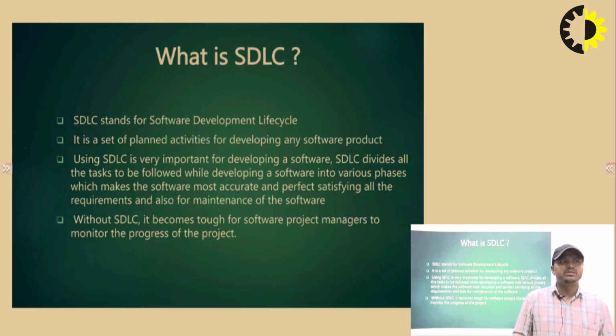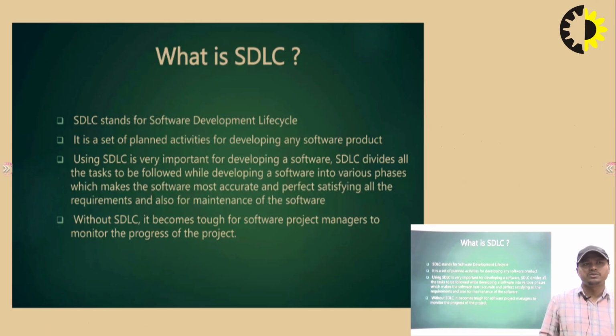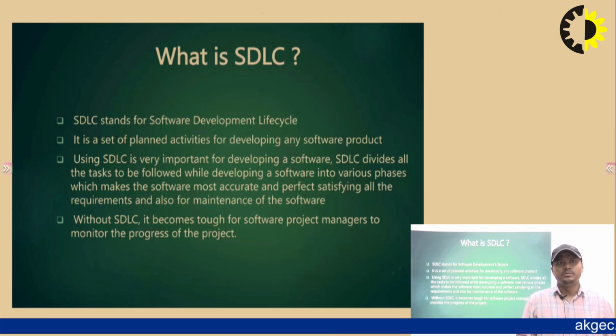SDLC divides all the tasks to be followed while developing software into various phases, which make the software most accurate and perfect, where all the requirements are maintained in a proper manner. Without SDLC, it becomes tough for software project managers to monitor the progress of the project. With this model, we can manage all the tasks from the initial state to the final state.